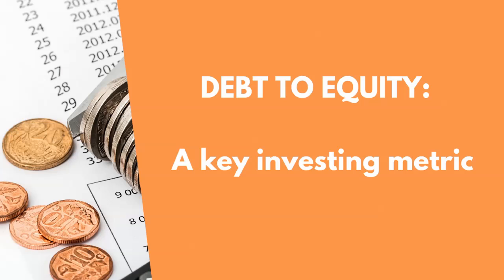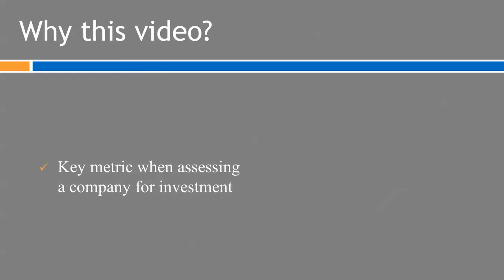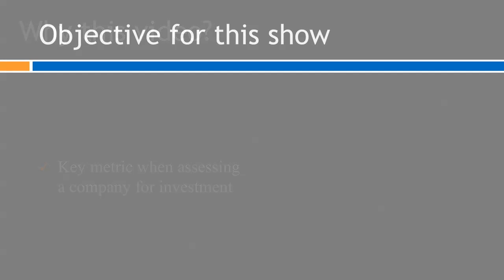So today's topic is the debt to equity ratio, which is a key investing metric. Now, the reason for this show in particular is that when I'm looking at individual companies and assessing their suitability as an investment, I have a series of mandatory criteria that a company has to pass in order to be considered for investment. And the debt to equity ratio is one of those mandatory metrics. So that's why, but what are the three key takeaways for today?